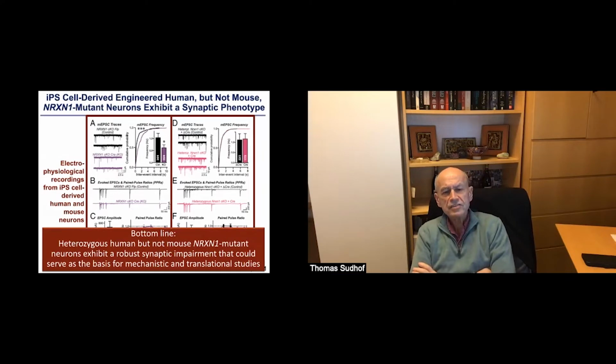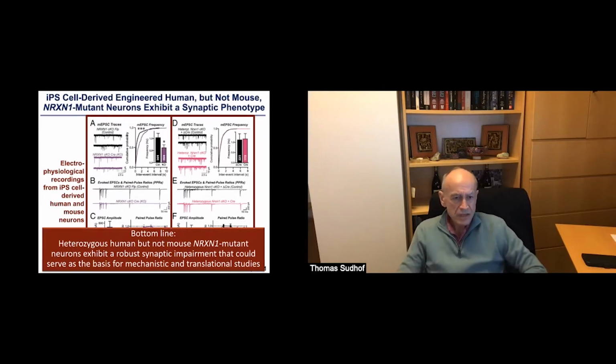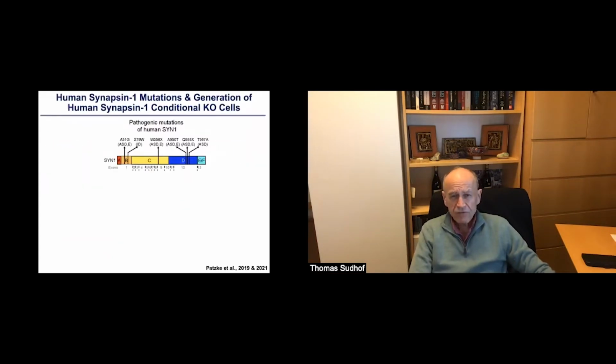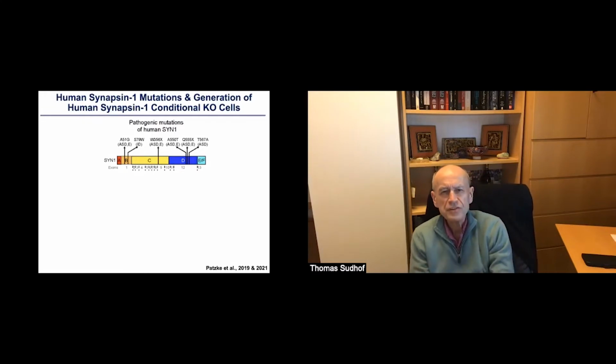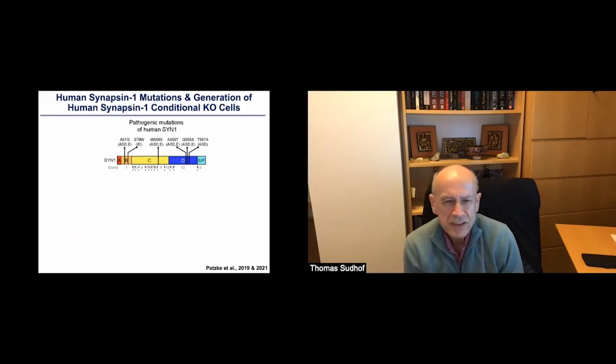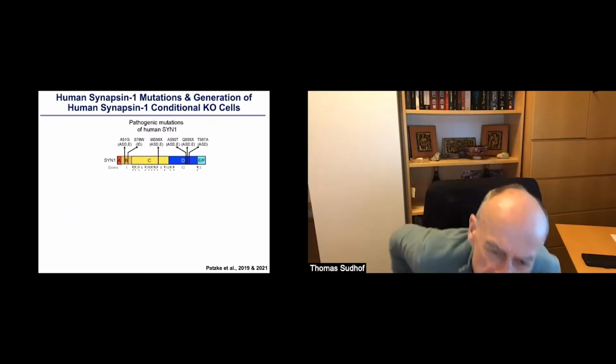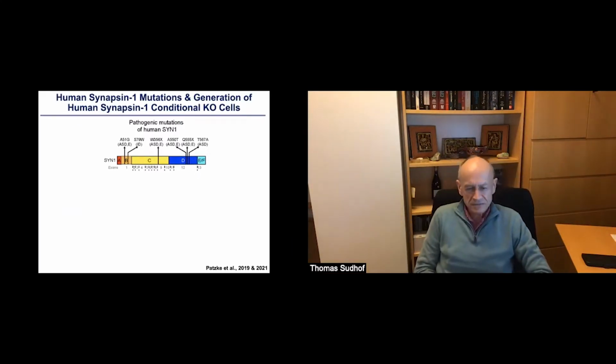So heterozygous human but not mouse Neurexin 1 mutant neurons exhibit a robust synaptic impairment that could serve as the basis for mechanistic and translational studies. Let me tell you about a second project, completely different, Synapsin 1. In fact, Synapsin was one of the first proteins I cloned when I started my lab. One of the first synaptic vesicle proteins that was ever molecularly investigated 30 years ago.